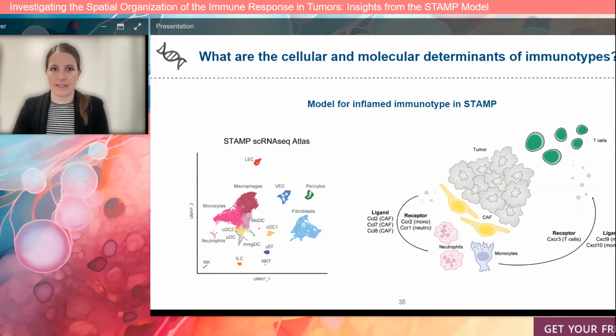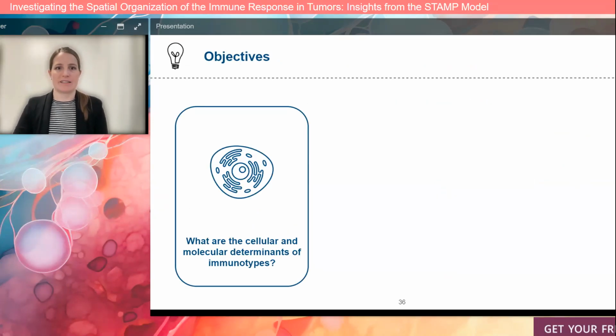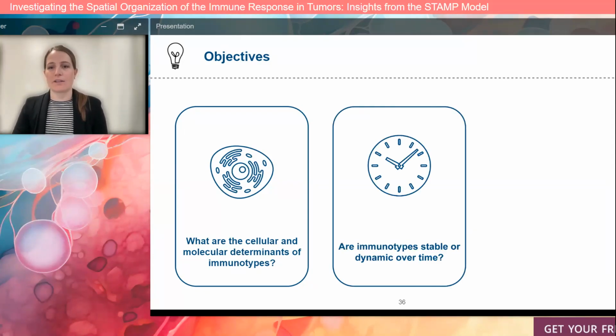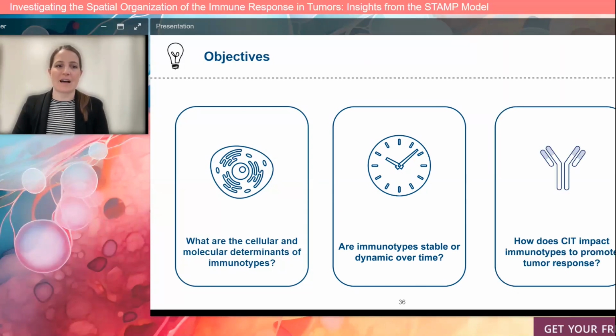But in summary, for this section, we were able to get a handle on some of the cellular and molecular determinants of this immune inflamed immunotype. And next, we wanted to look at these questions of, are these immunotypes stable or dynamic over time? And how does cancer immunotherapy impact immunotypes to promote tumor response?